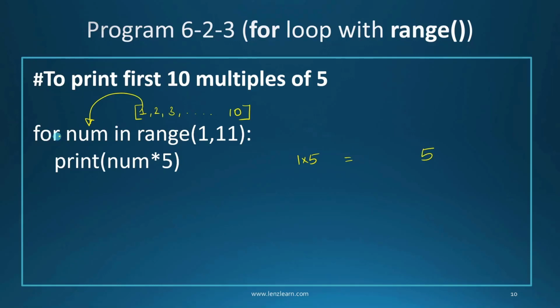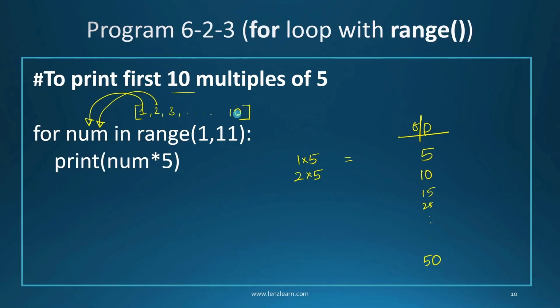Next time when my for loop works, the second value, which is 2, will be loaded into the variable num. So now this print statement will execute 2 into 5. So the result is 10. So 10 will be printed to the output. All right. So in this way, it will load each value 3, 4, 5, 6 up to 10. So you will actually get 10 multiples of 5, like 5, 10, 15, 20, 25, and you will stop at 50 because 10 into 5 is 50. So that's the last value of the range.